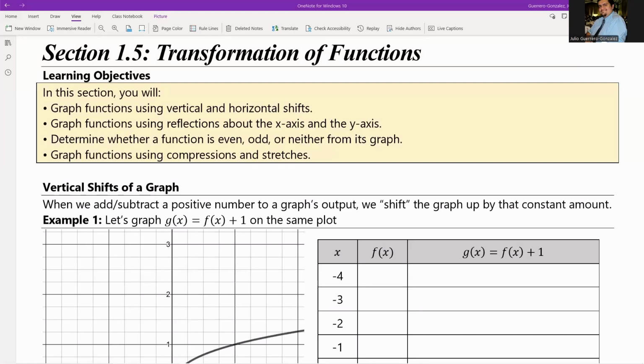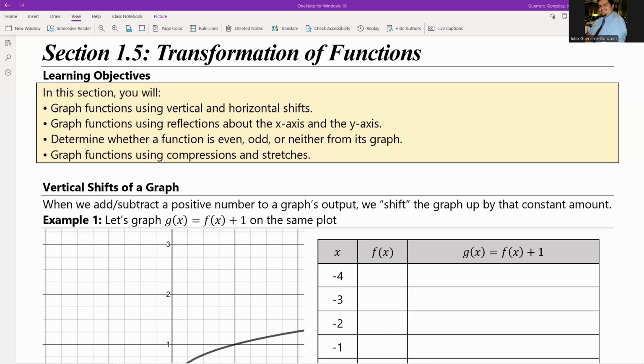Hello, everyone. This is the lecture for section 1.5, transformation of functions. So now that we know what a function is, some properties behind them, and we've seen how they look on an XY plane, if we graph them, what we're going to do in this section is learn certain things that if you see them in a function, you are guaranteed certain things on its graph.